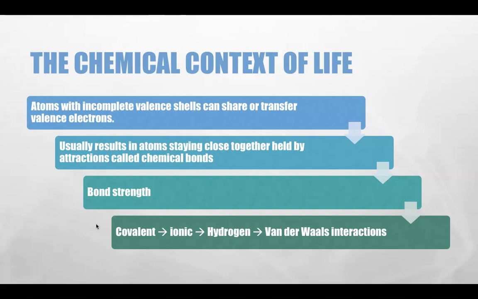Based on how atoms become stable, we have different types of bond. The strongest type of bond will be a covalent bond, where electrons are shared.